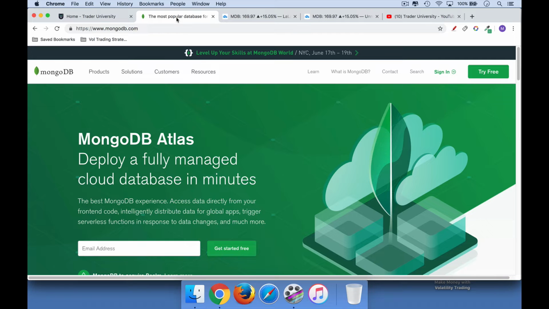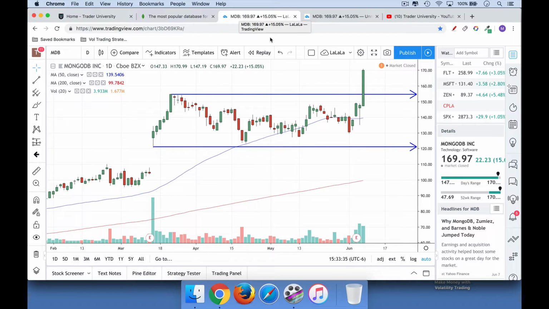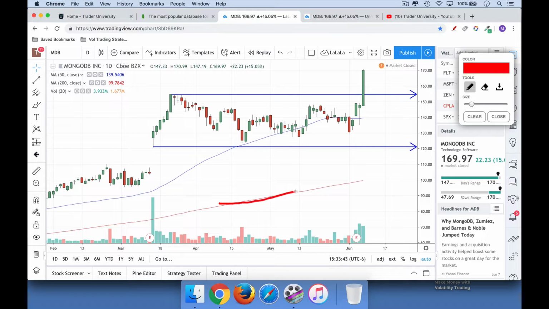It's called MongoDB. It's a cloud database company, and the ticker is MDB. So what I have here is a daily chart of MDB. The bottom line here, this red line, is the 200-day moving average. The blue line is the 50-day moving average. Each of these candlesticks is 1 day of trading. And you can see I've drawn some support and resistance lines here on the chart, these blue lines.